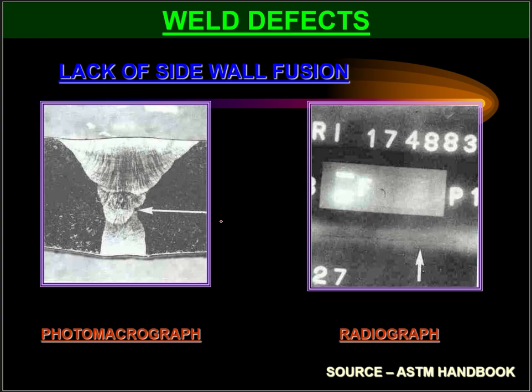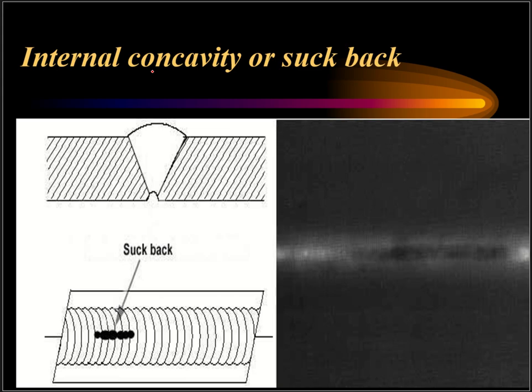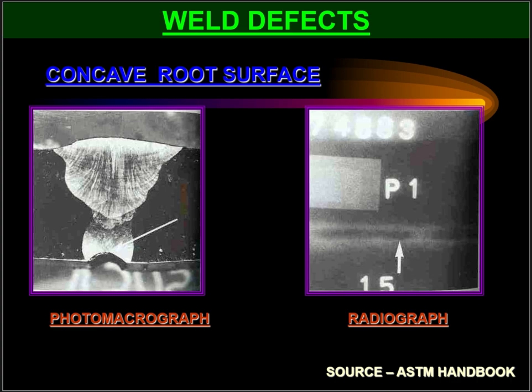And lack of sidewall fusion will be like this. Then internal concavity or suckback. The welding is okay, but there is a chance of suckback. This is mainly due to the overhead position of the welding, and the radiography image will be like this. In the center area there will be a darker area due to suckback or internal concavity during welding of overhead joints. You can see this is the suckback area in the radiography image.